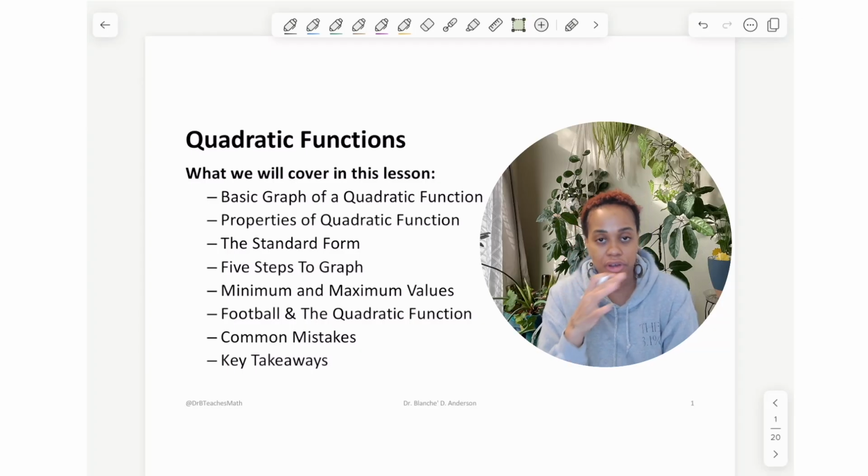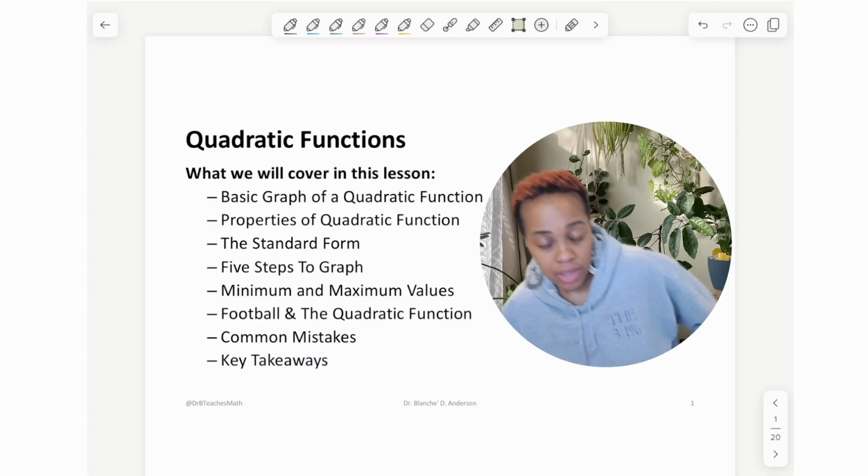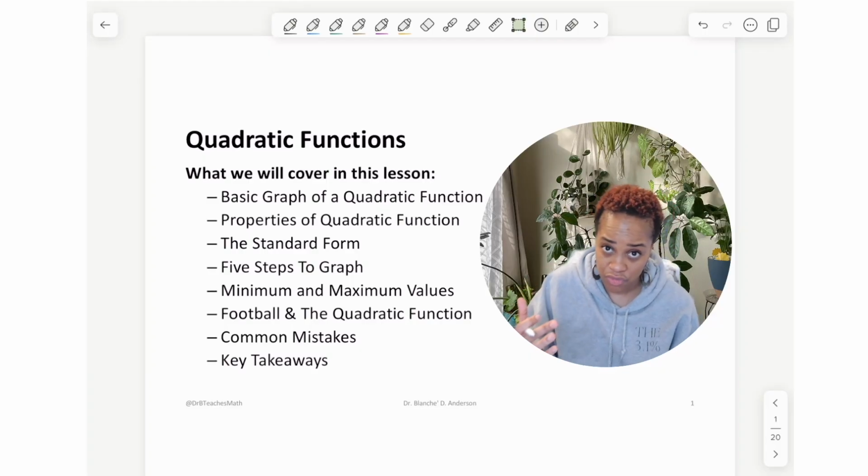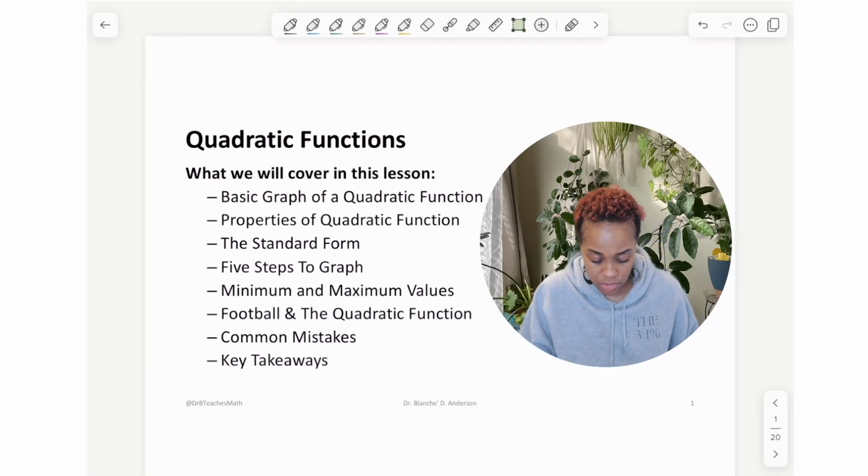So today we're going to talk about quadratic functions. Sorry, we're going to talk about the basic graph, what it looks like, because if you can learn what these graphs look like, it'll be easier for you to determine how to graph it. So we're going to do that first.